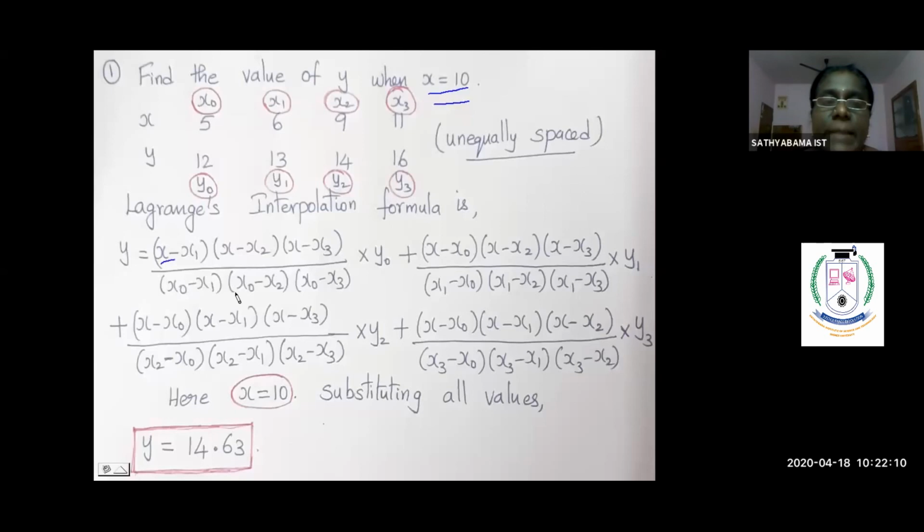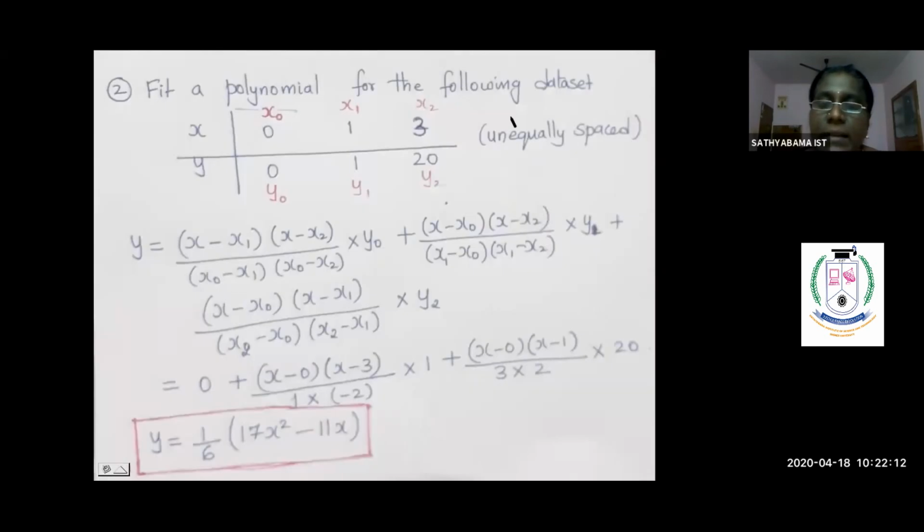Now you go for the second problem: fit a polynomial again. For the polynomial, we have already seen the equally spaced case. This is for unequally spaced. 0, 1, the difference is 1. 1, 3, the difference is 2. Now the corresponding y values. Again, how to get a polynomial? Instead of replacing any value of x, we keep x as it is. That is the meaning. So here I am leaving x as it is. Replace x0, y0, x1, y1, x2, y2. After simplification, I get this polynomial.